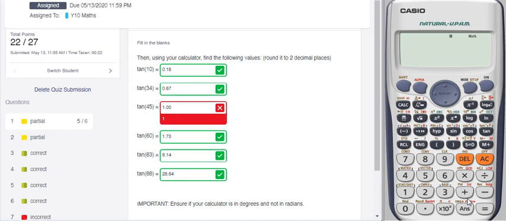Alright, so I'm gonna solve all the exercises of our first quiz. This is quiz number 6. You can find it on Edmodo's class. Okay, so let's start with number 1. Using your calculator, find the following values. Round it to 2 decimal places. So this is pretty much easy.